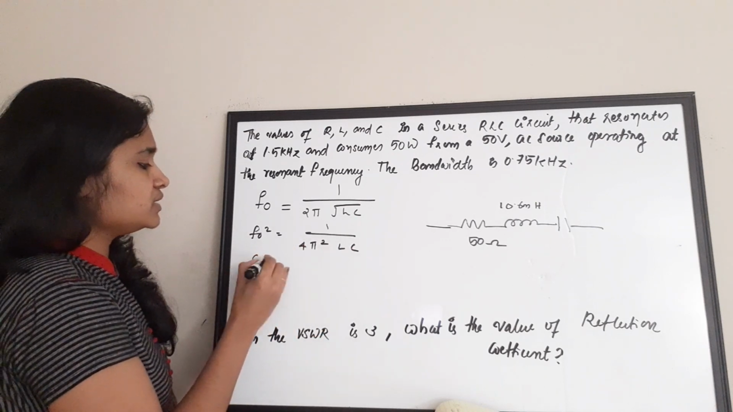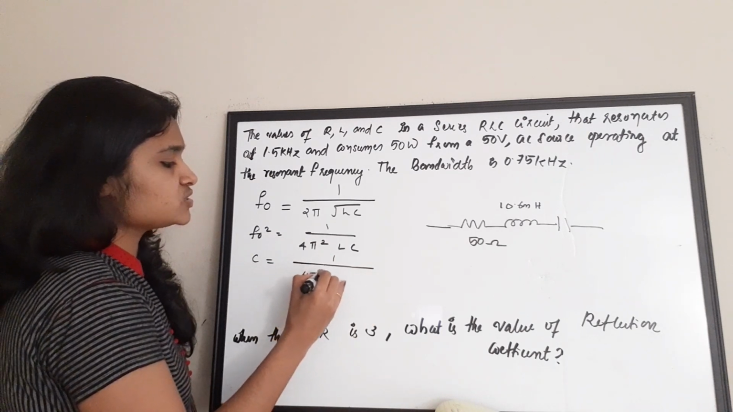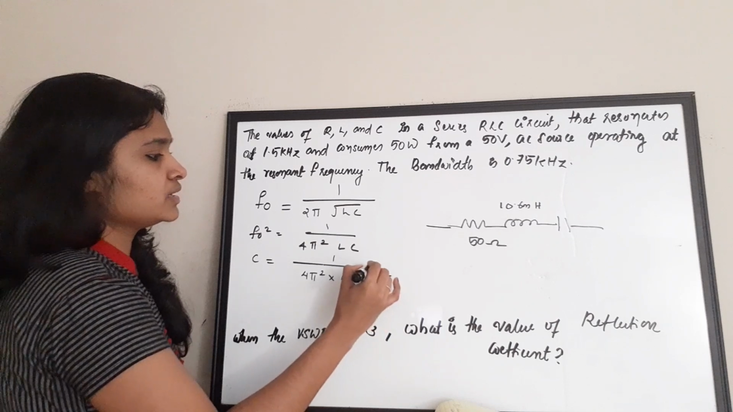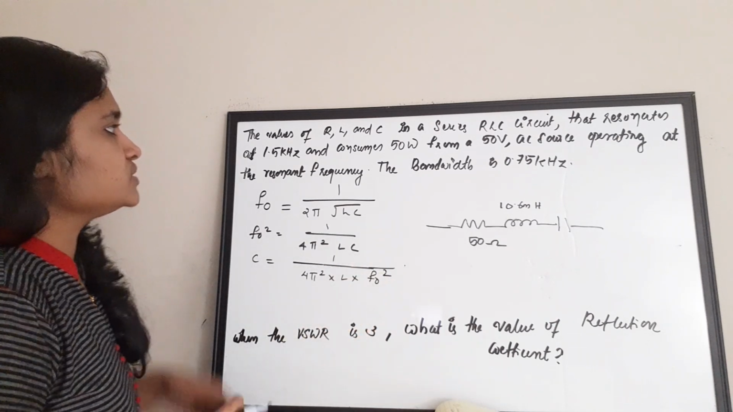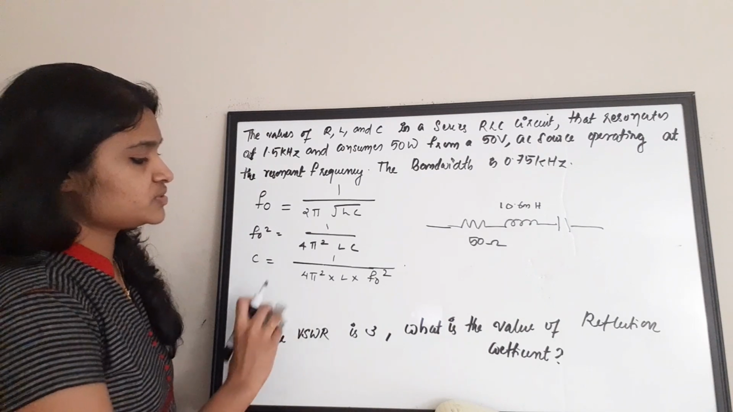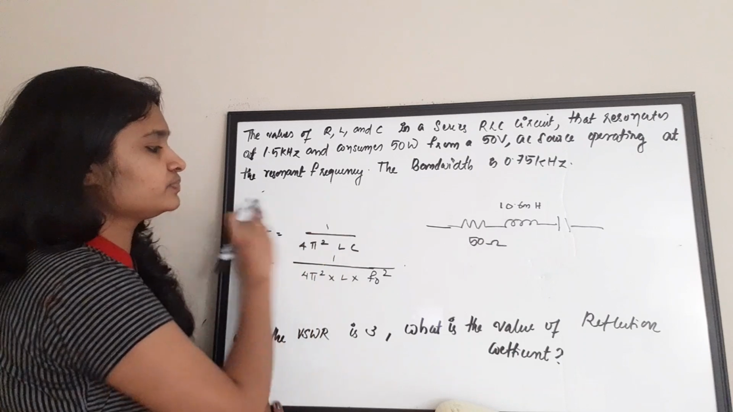So, I am going to write the equation for C is equal to 1 by 4 pi square into L into F0 square. Okay, so what is the value of F0? It is 1.5 kilohertz. Okay, so I'm going to substitute it. Okay, I'll write it above.